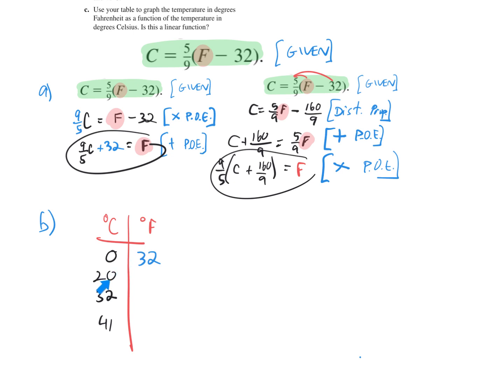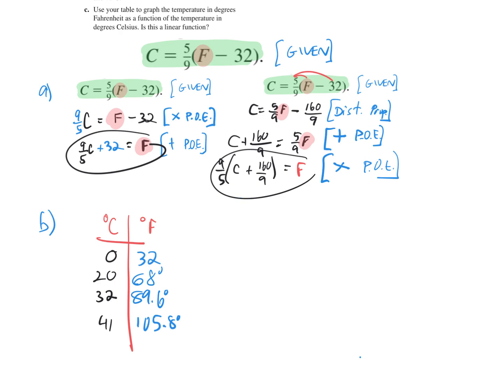If we plug a 20 in for C, 20 plus 1/69 times 9/5, and that's all equal to 68 degrees. And when it's 32 degrees Celsius, it's 89.6 degrees Fahrenheit. And when it's 41 degrees Celsius, it's 105.8 degrees Fahrenheit. That's just from plugging these C values into this formula we solved in part A.